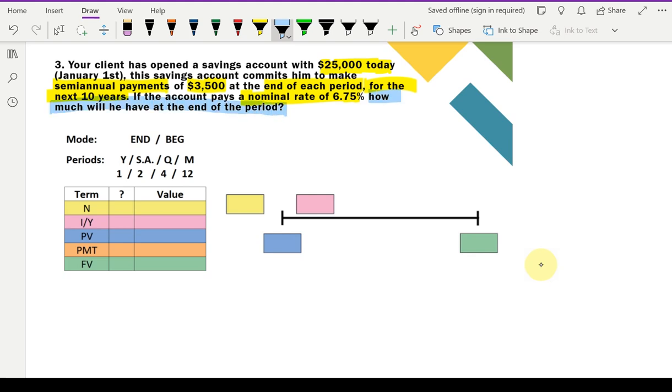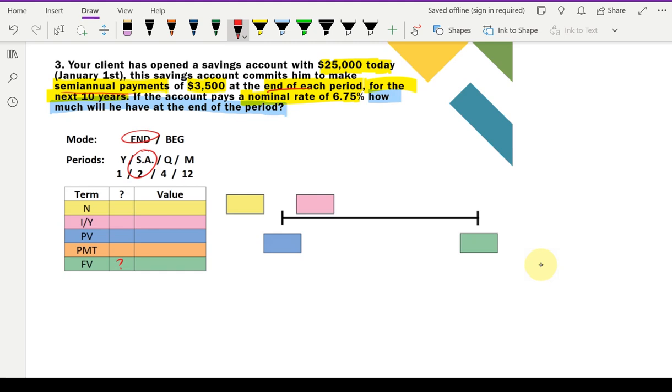What is that term that they're looking for? How much will he have at the end, the future value, right? Now, is this in beginning or end mode? It says at the end of each period here, so it's an end mode. And what compounding periods are we in? Semi-annual payments. So semi-annual times 2 or dividing by 2 if it's the interest.